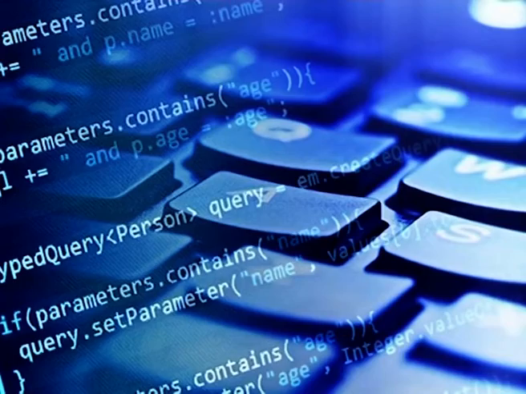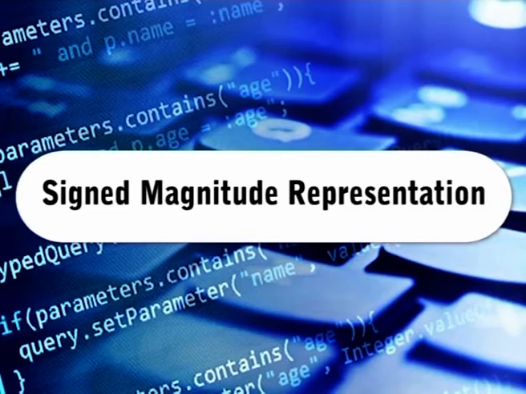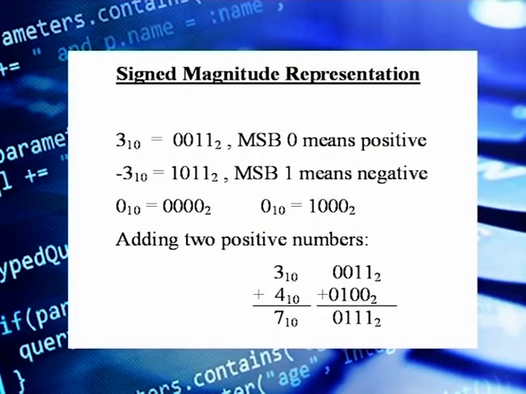Now let us learn complements. In it, let us first of all learn signed magnitude representation. The signed magnitude representation is very intuitive. The most significant bit, MSB, represents the sign of the integer and the remaining bits represent the magnitude, that is the absolute value of the integer. For example, as you can see in the figure, using a 4-bit signed magnitude representation, we can represent 3 as 0, 0, 1, 1, where MSB 0 means positive, minus 3 as 1, 0, 1, 1, where MSB 1 means negative.